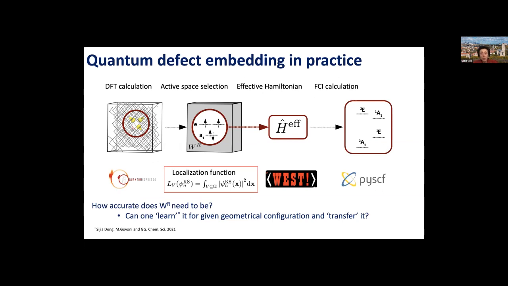There is another thing we are really interested in, and it is the following question that we are asking. Can we learn the dielectric screening? Can we use machine learning techniques, starting from regression, to learn the dielectric screening for different configurations? We haven't done this for quantum embedding yet, but we have done it for other properties like optical spectra in this work, and the first author is Sijia Dong, but I won't talk about this today.